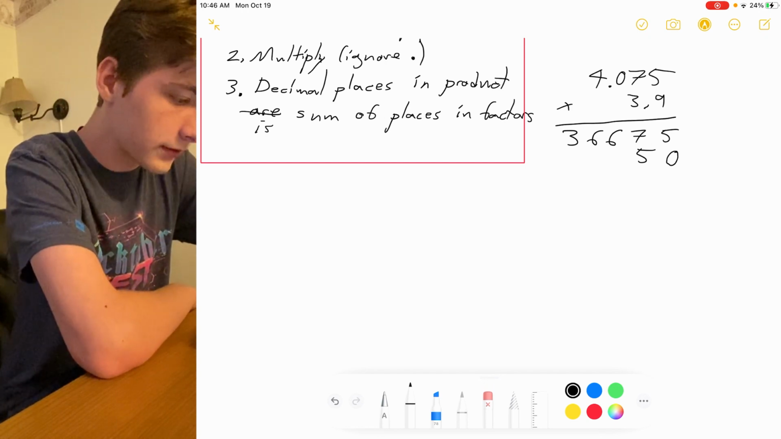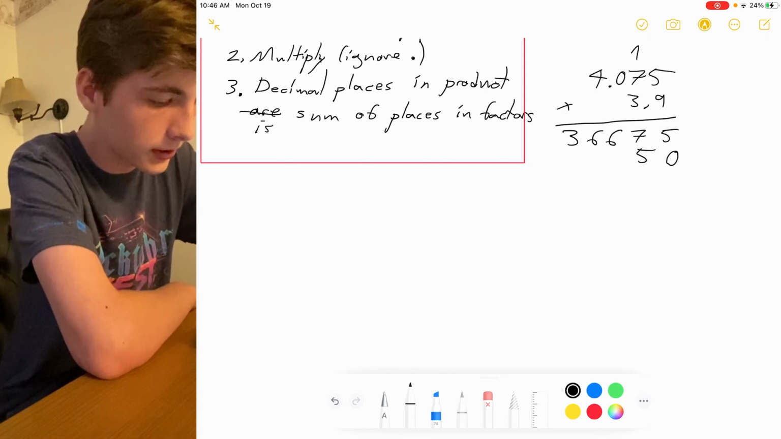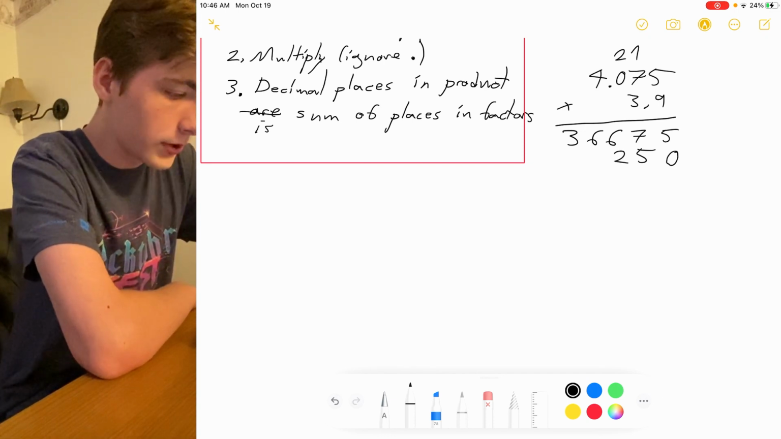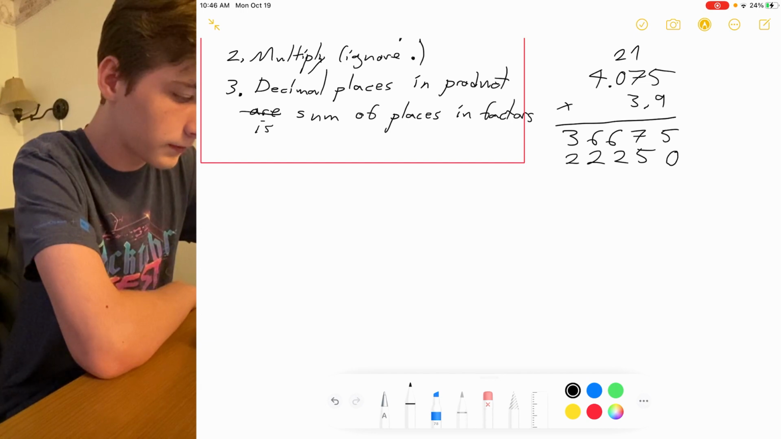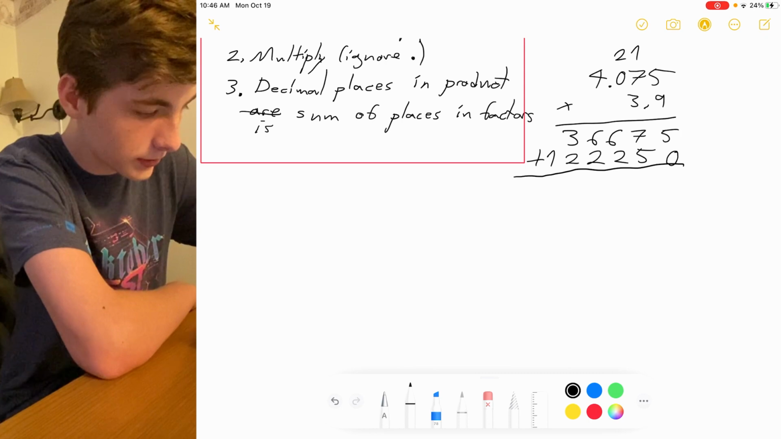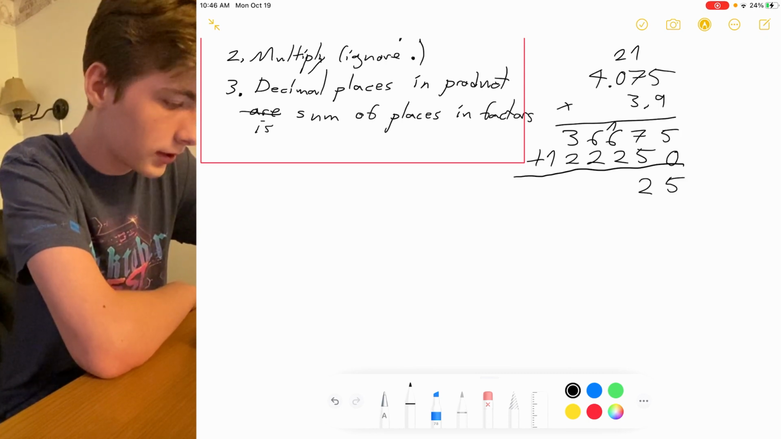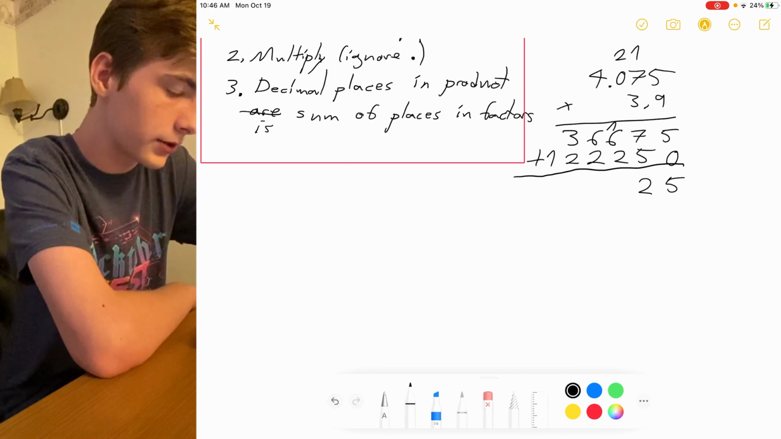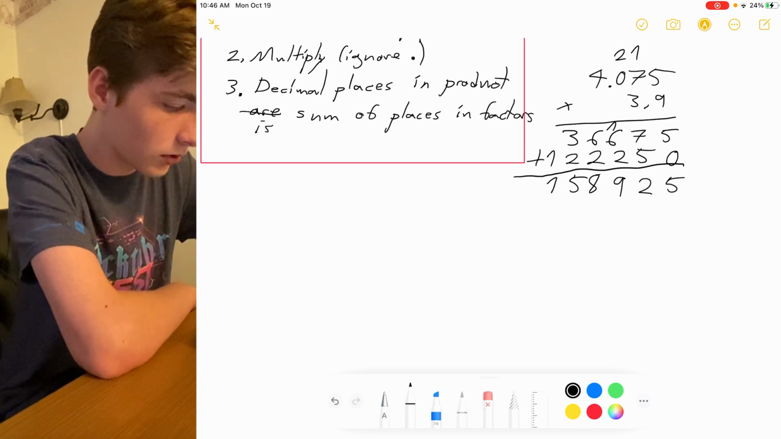Okay, 3 times 5 is 15. We're going to put the 1 here. 3 times 7, 21. Add the 1 to get 22. 3 times 0 is 0, and then we're going to add the 2. And then 3 times 4 is 12. We're going to add these. So 5 plus 0 is 5. 7 plus 5 is 12. Carry the 1. 6 plus 1 is 7, plus 2 is 9. 6 plus 2 is 8. 3 plus 2 is 5. And 1 is just 1.